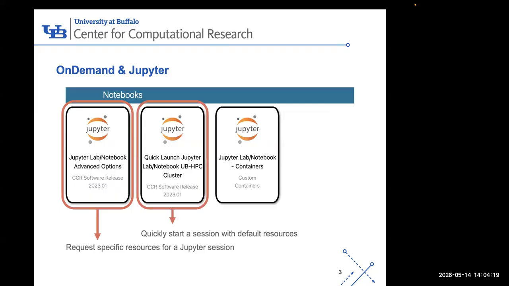The second one in these allows you to quickly start a Jupyter session with default resources. So if you just need to quickly spot check something, that's a good option. I rarely ever use this option though. And then the newest one out of these allows you to run Jupyter using your own container, and I'll talk about that a little bit more later.